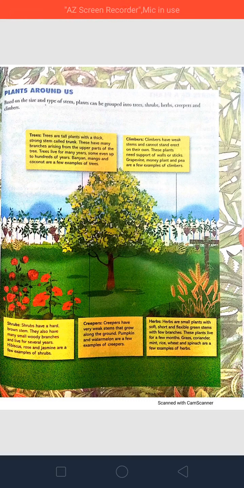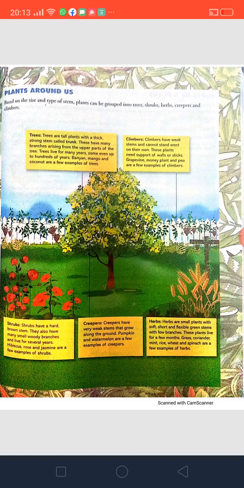So what you have to observe? You have to go into your kitchen garden. You have to observe the plants carefully, tulsi, rose and banyan. Then you have to note down their stem, whether it is soft, whether it is hard, whether it is thick wooden stem. Then you have to observe the number of branches, whether branching is seen close to the ground or at a height. Then on this basis we will study about the different kinds of plants.